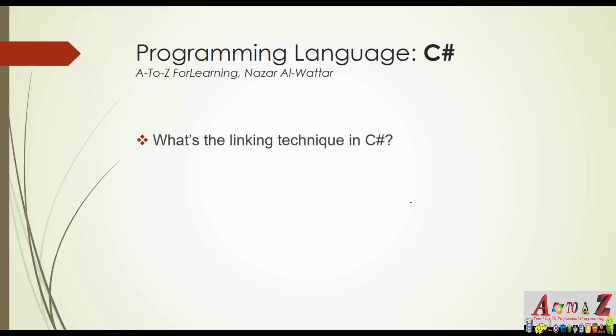This is the linking technique that C# has added to programming language concepts, and this is the benefit of this technique.